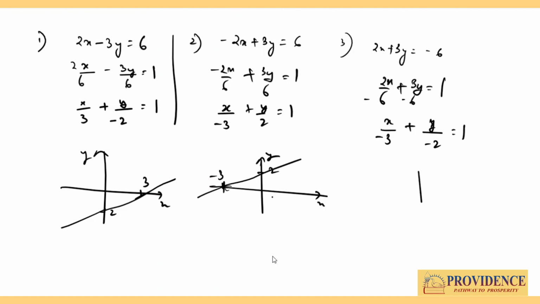And for this one, both of them are going to be negative. So this is minus 3, this is minus 2. So it will be something like this.